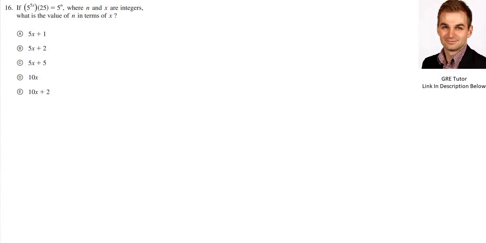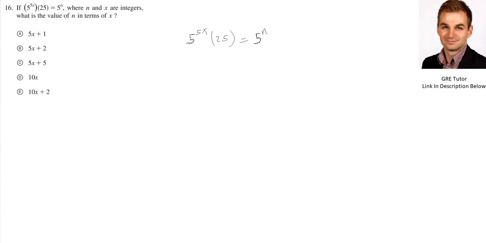Okay, so when you have a problem like this, one thing to note is you can see that 5 is really important. So 5 to the 5x, and then 25 here. This is a multiple of 5, if you notice that, and this is 5 to the n. So this is kind of the first thing to notice. You have two situations where you have an exponent, and they're both in terms of 5.